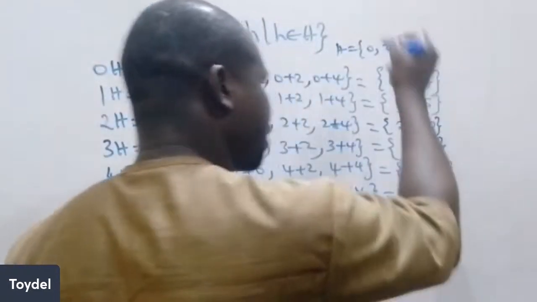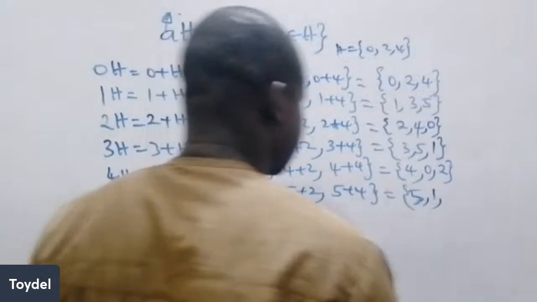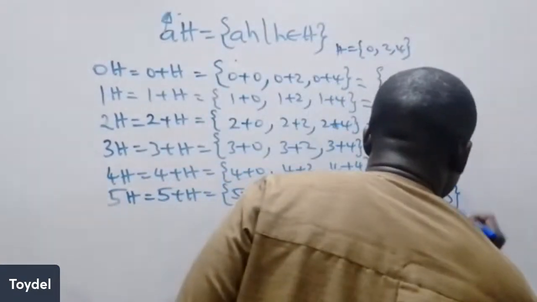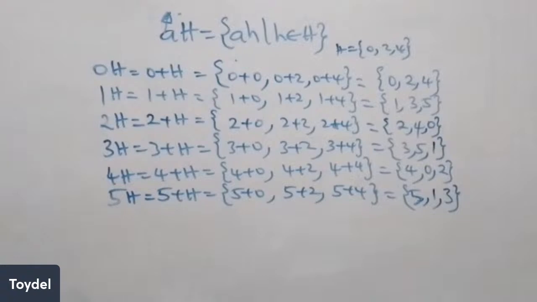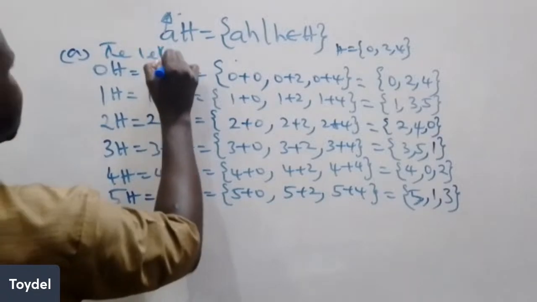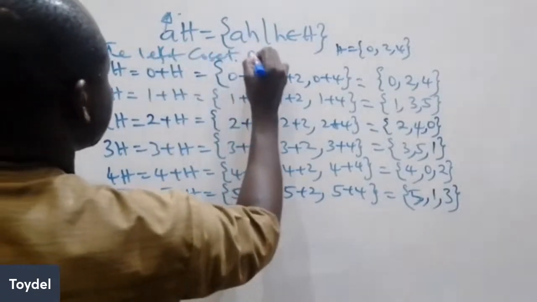So any answer that we are going to get must not be 6. It must be less than 6. Then 5 plus 4 is 9. 9 minus 6, that's 3. We're going to have 3. So this is the first part of the question. This is the left coset. The left coset of H.